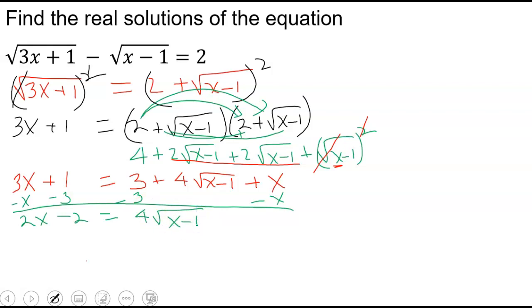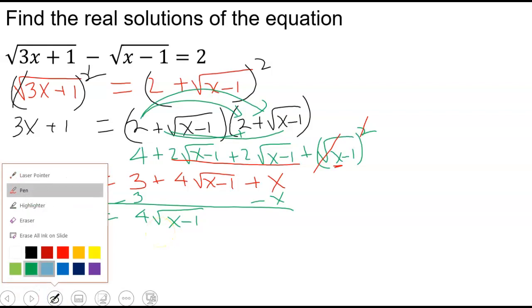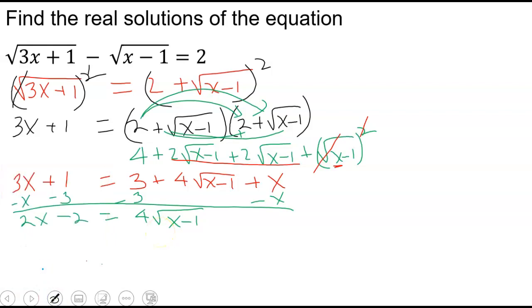Sometimes you may have to take the square a couple of times to undo the square root. But at least we have only one now. We know this last one is going to get rid of it. So we're going to square each side again, since this term is by itself. There's no other term with it.